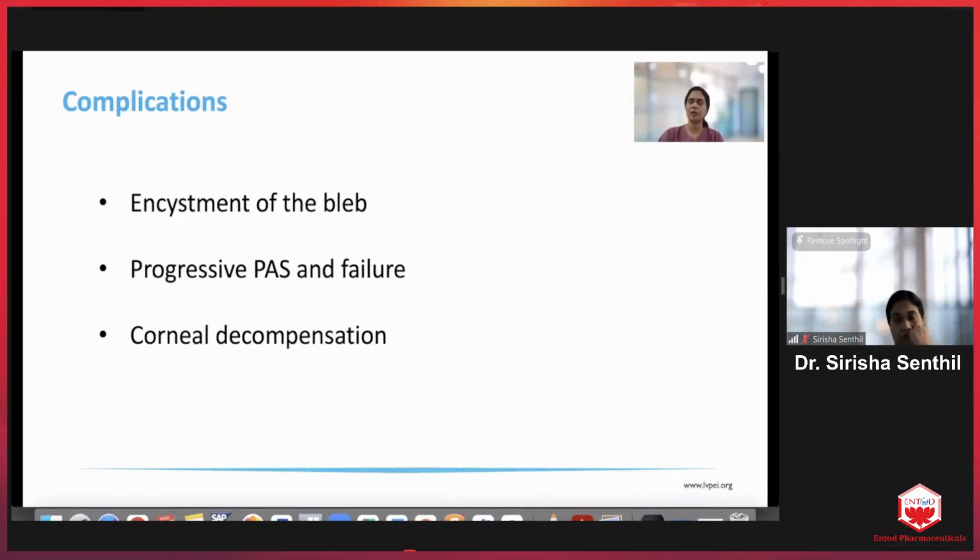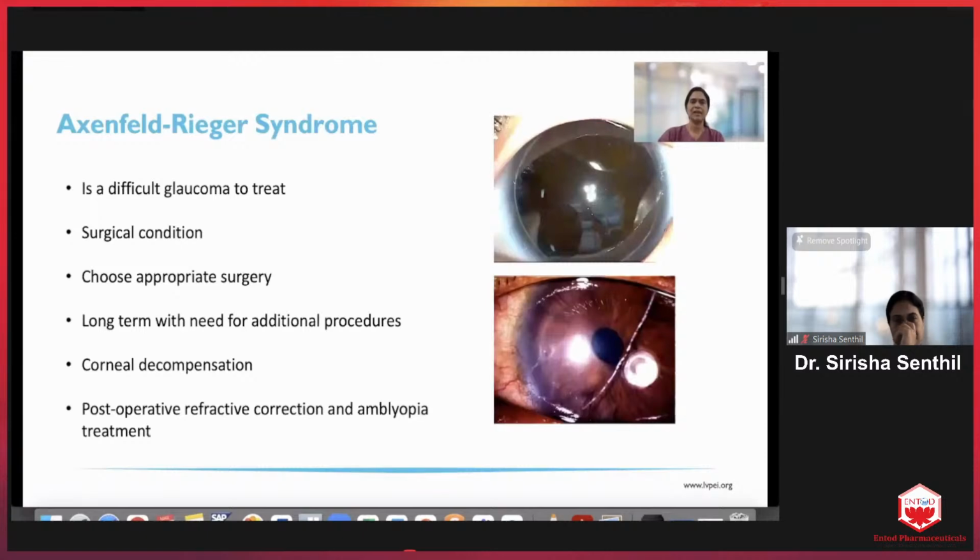Progressive peripheral anterior synechiae, failure of the procedure and corneal decompensation are not uncommon in these children, and hence follow-up becomes very, very important. So to summarize, Axenfeld-Rieger syndrome is a difficult glaucoma to treat. Surgery is the choice in several of these patients. Although we have so many procedures available, it's very important to choose an appropriate procedure based on the situations that we described: the age of the patient, how severe the anterior segment dysgenesis is, and associated ocular anomalies as well.